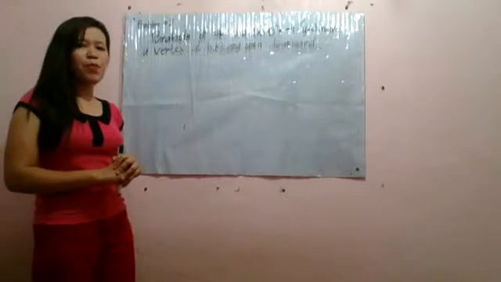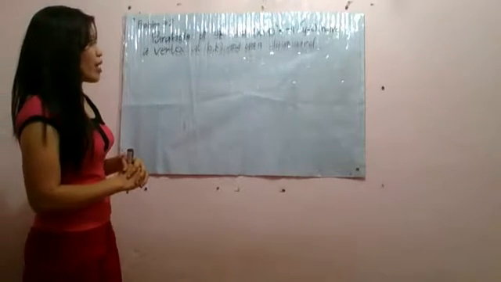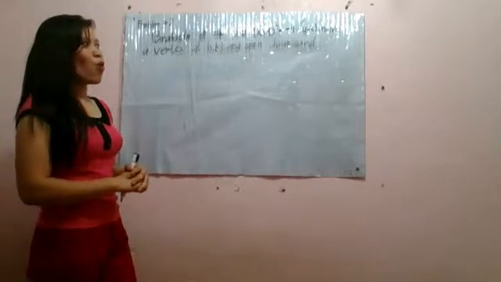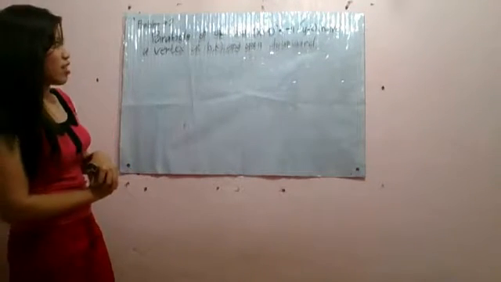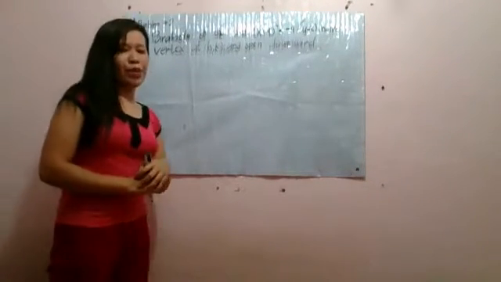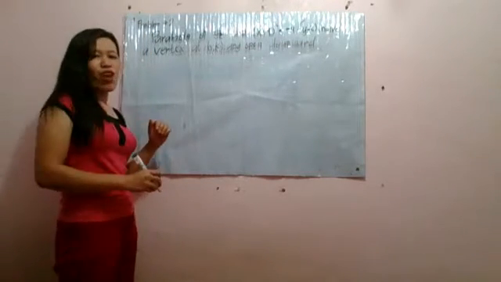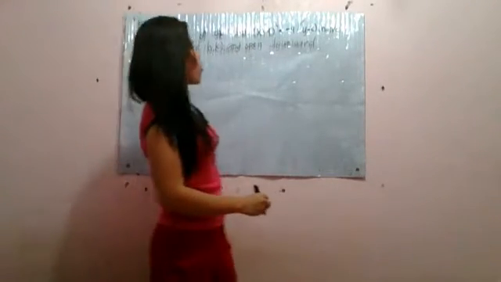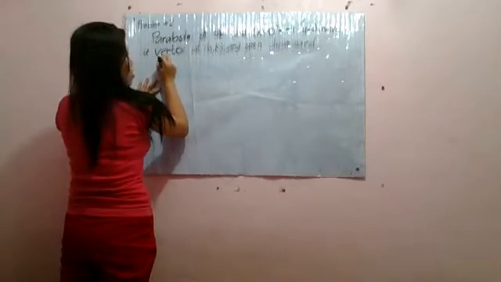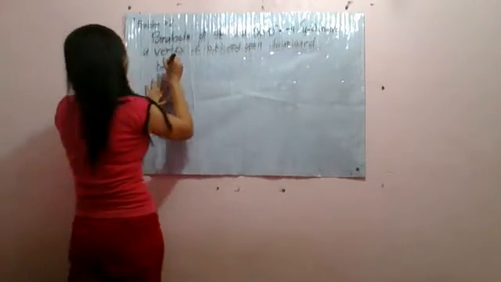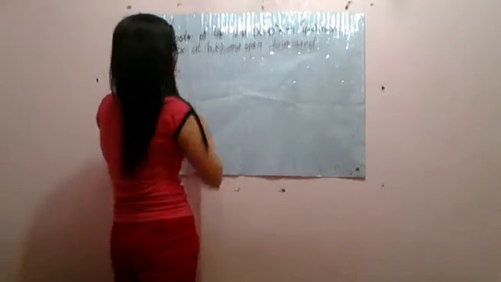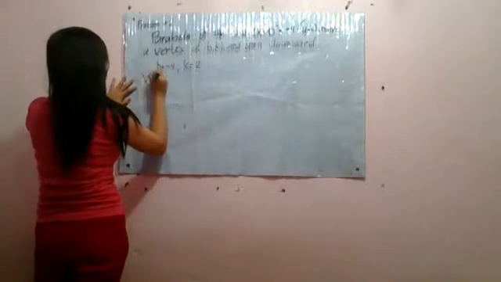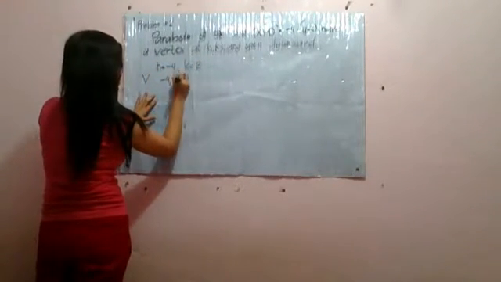Okay, and here is our problem number 2. The parabola of the form (x + 4)^2 = -4(y - 2) has a vertex at (h, k), and it opens downward. So let's find the value of our h, k. The value of our h is negative 4, then the value of our k is 2. So our vertex is negative 4, 2.